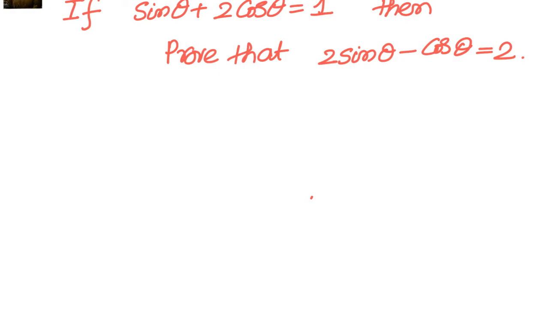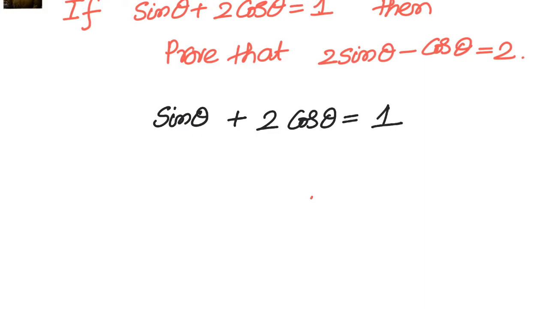Let us try to solve this problem. If sin theta plus 2 cos theta equals 1, then prove that 2 sin theta minus cos theta equals 2. So what we are going to do now is write down whatever is given to us, that is sin theta plus 2 cos theta equals 1.